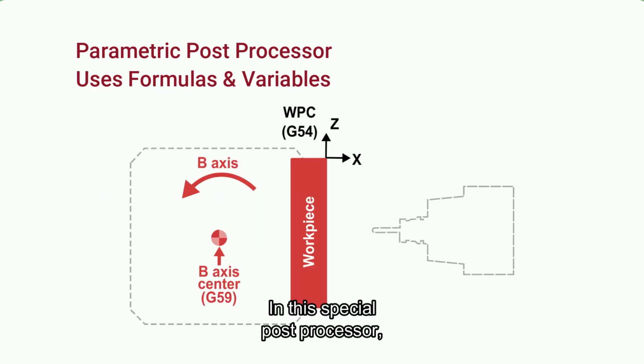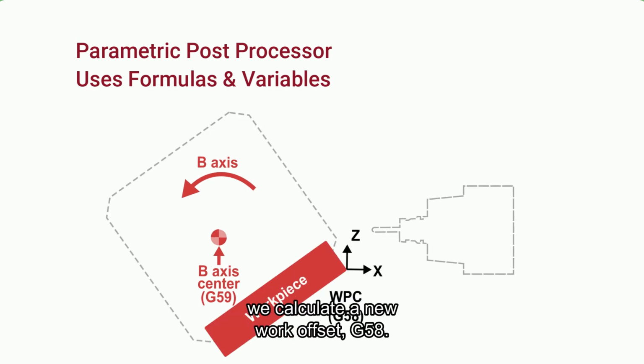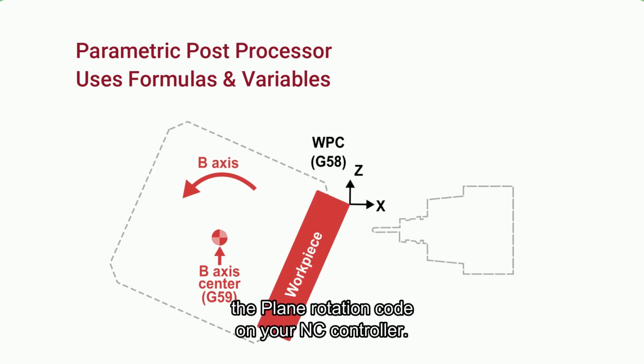In this special post processor, at each rotation of the B-axis, we calculate a new work offset, G58. And your machine runs as if you had the plane rotation code on your NC controller.